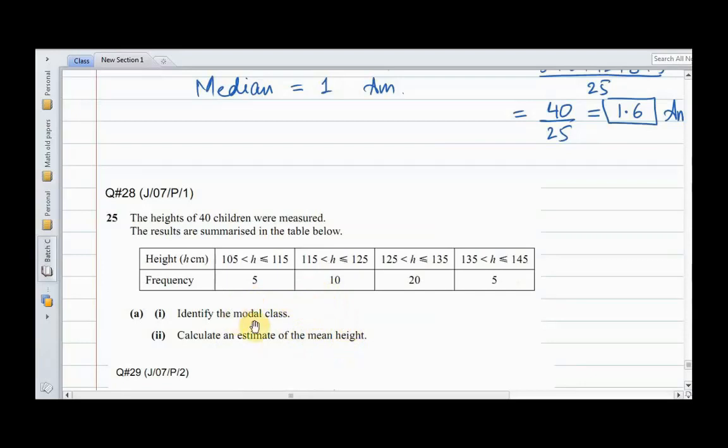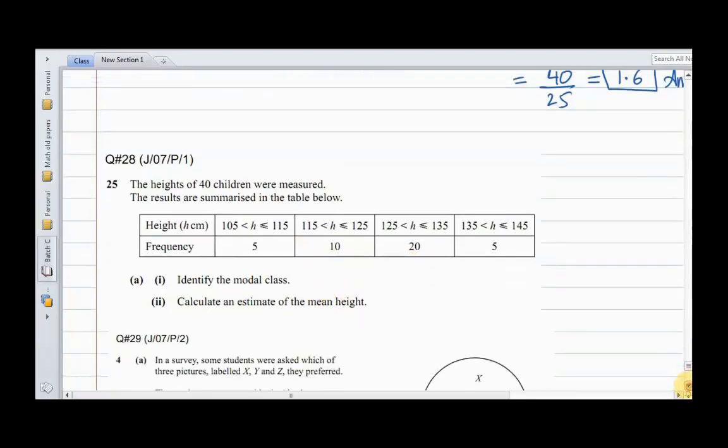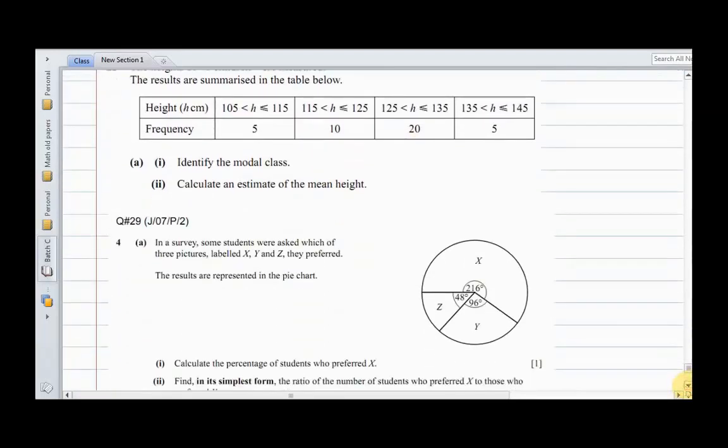So for the model class, you know that it is the highest frequency, and for the estimated mean, first you will find the middle value, right? And then you will find fx, the summation of fx, and divide by f, the same working formula of mean. That is your homework. After that, another question which includes a pie chart, right?